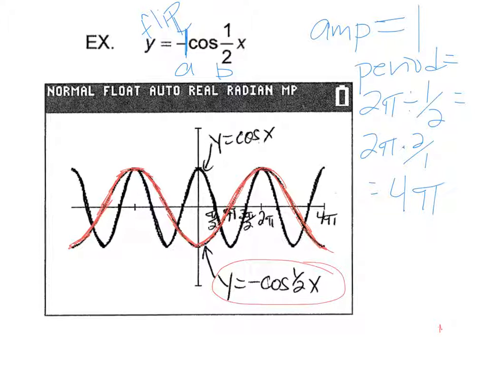If you'll look at the graphing calculator display, the black graph is the parent graph, and by the time you get from 0 to 2 pi, there's a complete wave. But the graph of this function, negative cosine 1/2 x, is the red graph, and it doesn't complete a wave until it gets all the way to 4 pi. So it's like our spring has been stretched out. Again, that's very difficult to draw by hand and make it look like anything, so we're just going to change the scale.